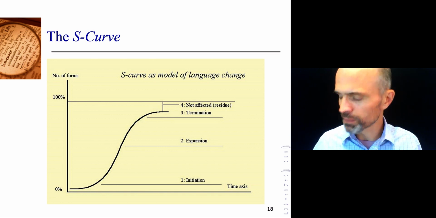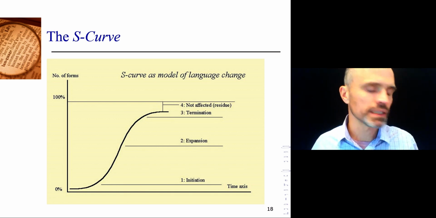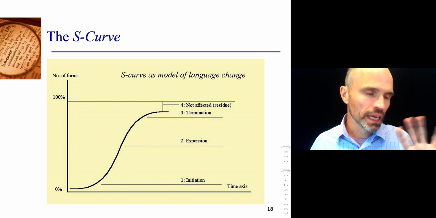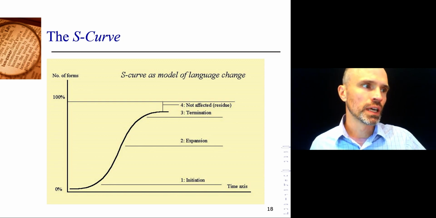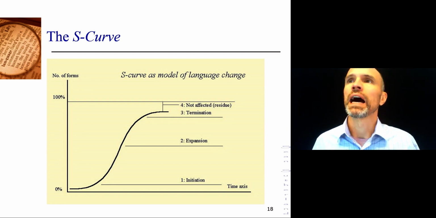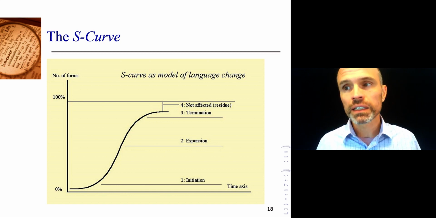Eventually it stops at termination 3, and you'll have 4, the residue. Some people will never use it, right? There's always people who say things like, you know, gay means joyful. There's already a word for homosexual, which is homosexual. So why did they want to use the word gay? That argument is largely lost now, of course.